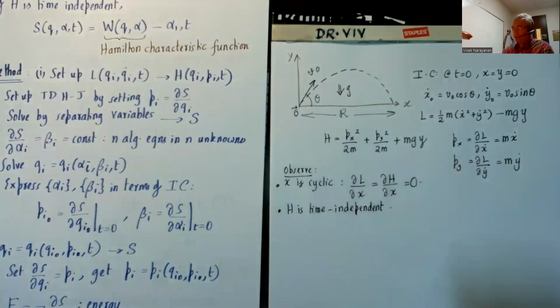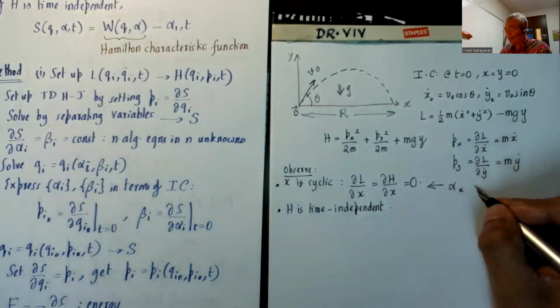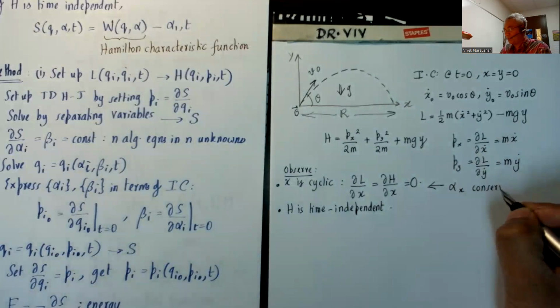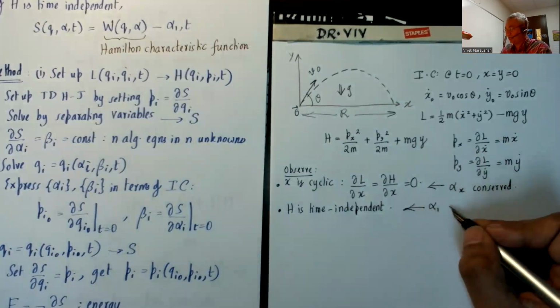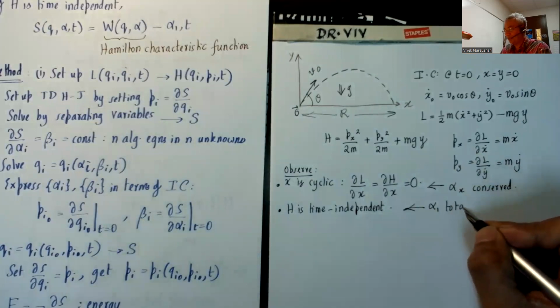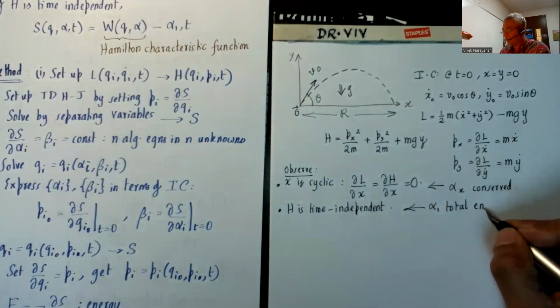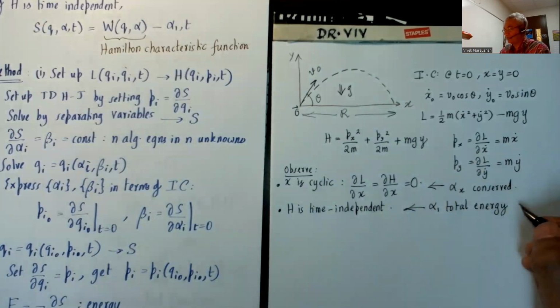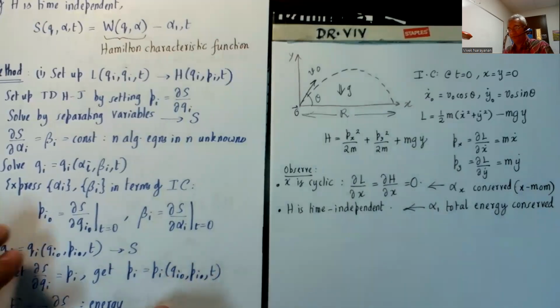What we're going to do, since the momentum is conserved in the x direction, we're going to call alpha x the x momentum. And we're going to call alpha 1 the total energy, because if H is time independent, the total energy is conserved. That's the x momentum.